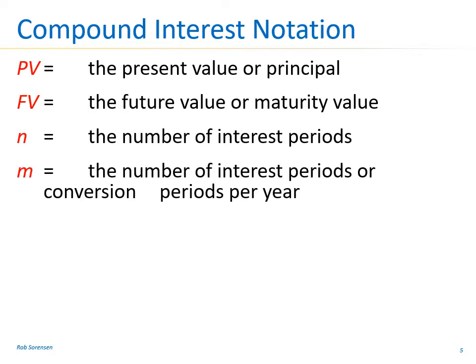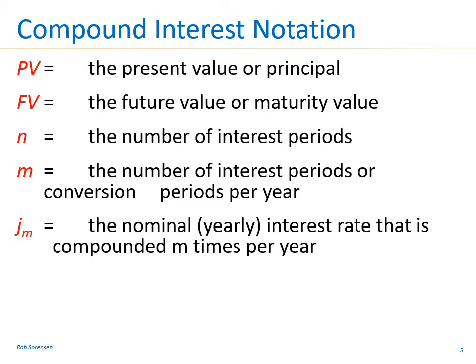M is the number of interest periods as well, but it's just the number per year. So it's kind of our base number we can use to work out N. So if I said twice a year, M would be 2. And if I did an investment for 5 years, N would then be 10. So M and N are similar, but one's just for a year, one's for the whole investment period or question that we're dealing with.